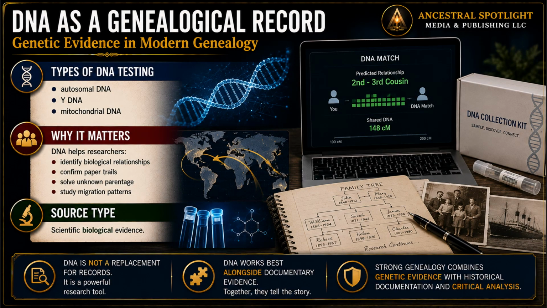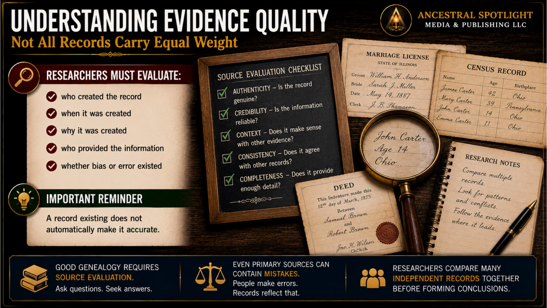DNA is not a replacement for records. Instead, DNA works best alongside documentary evidence. Strong genealogy combines genetic evidence with historical documentation and critical analysis. Good genealogy requires source evaluation. Even primary sources can contain mistakes. Researchers compare many independent records together before forming conclusions.